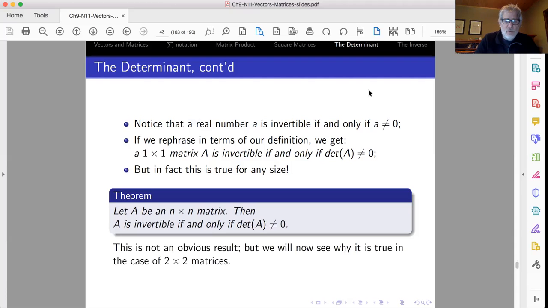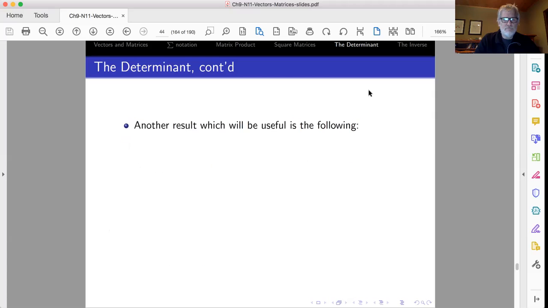All right, so this is not obvious at all, right? You're not supposed to look at this and say, oh yeah, sure, that's clear. It is not obvious at all. What I'm going to do is show you why this is true for the case of 2 by 2 matrices. I haven't defined the determinant for matrices of order 3 or more, and I'm going to briefly talk about that, but only briefly, okay?